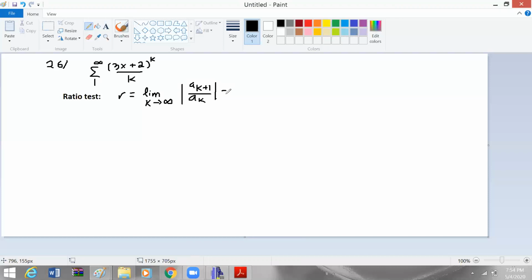And then we're going to take the limit as k goes to infinity. We'll have 3x plus 2 raised to the k plus 1, over k plus 1 in this case, multiplied by the reciprocal of the term that we have, so that'd be k over 3x plus 2 to the k.